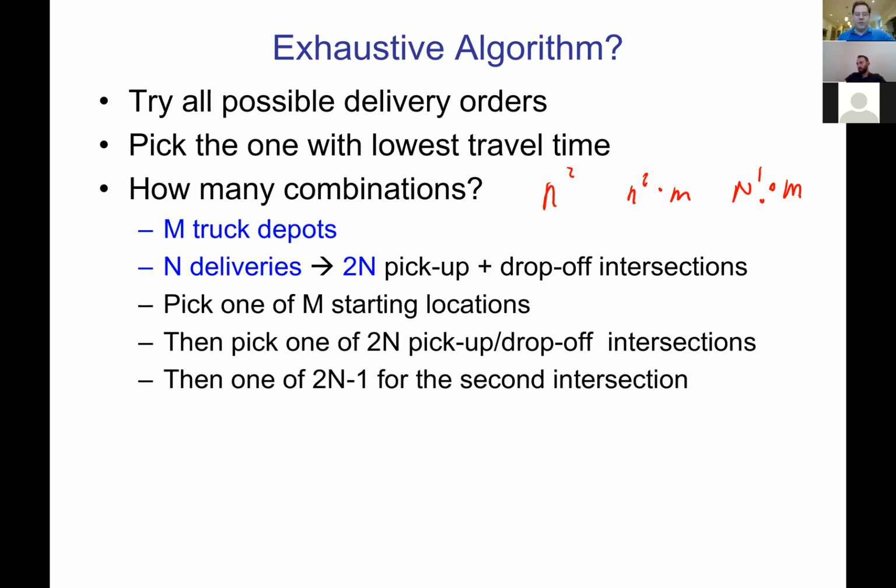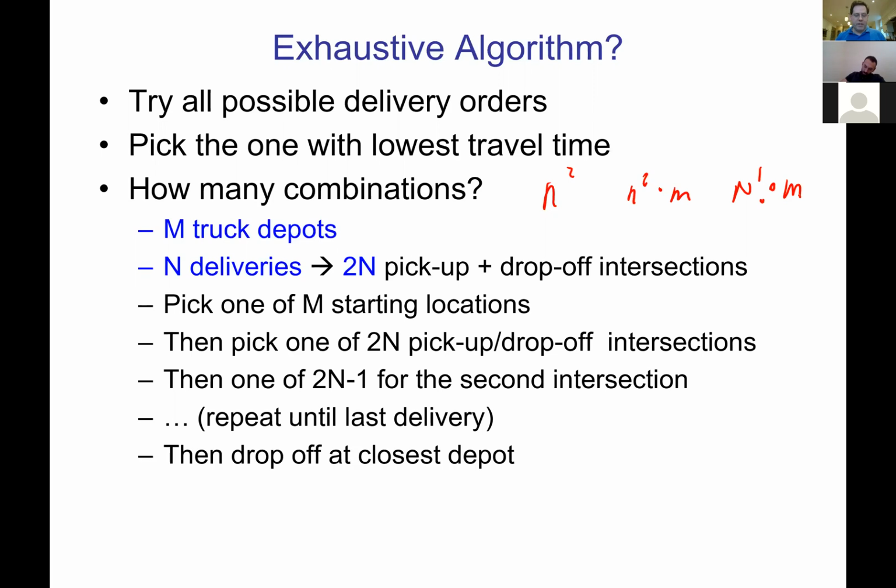After that, I've got 2n minus 1 things I could do for the second intersection. I could try to pick something else up, or I could try to drop off, and so on. You might write code that's a little more clever, where you understand it doesn't make sense to try picking something up or dropping something off if you haven't picked it up yet. So maybe with more clever code, you could get it down to n factorial times m, which is what Andrew said. With my dumber code, it's going to be a bit higher. I'm going to have 2n factorial.